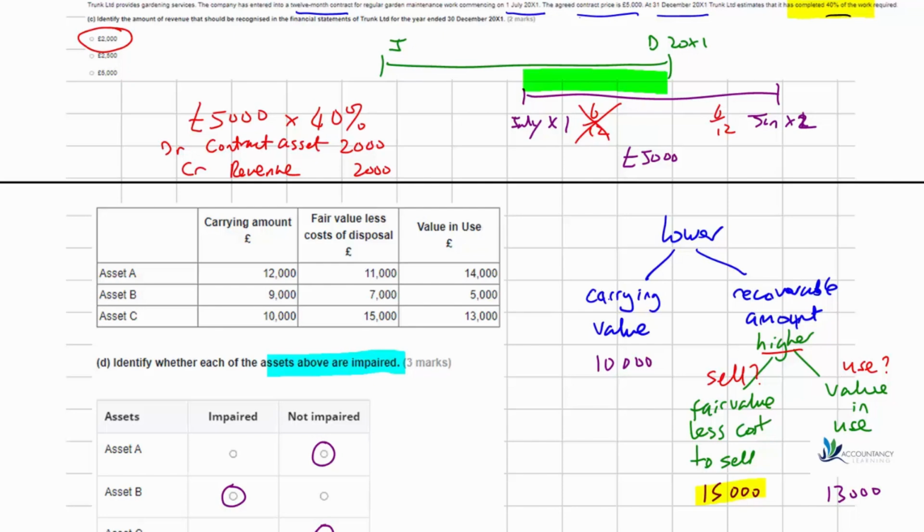So for impairment questions, it's really useful to use that little decision tree to help you work out whether or not it's impaired.